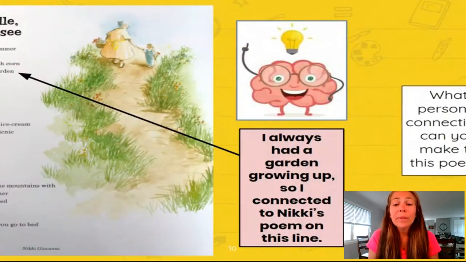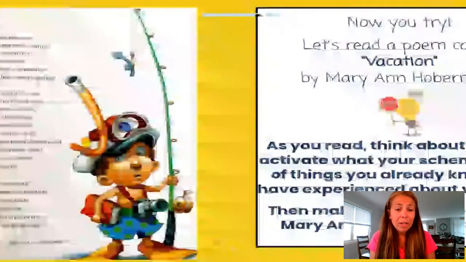So, when we take a look back at this, I'm going to reread this line. "I always like summer best. You can eat fresh corn from Daddy's garden." This line I thought was really important to me because it was a personal connection. I always had a garden growing up, so I connected to Nikki's poem on this line.